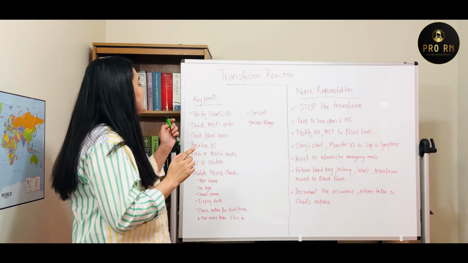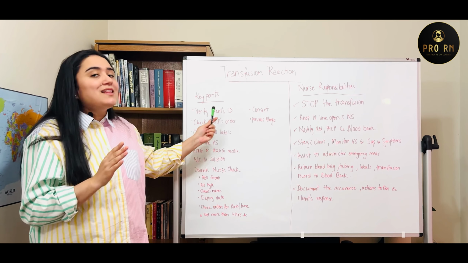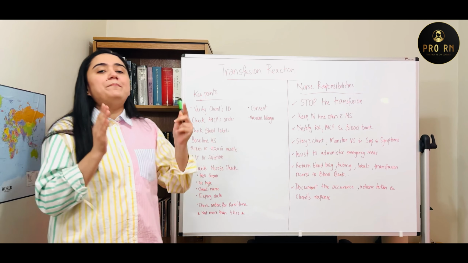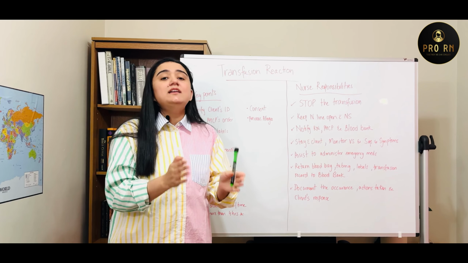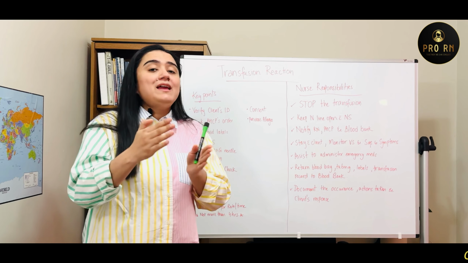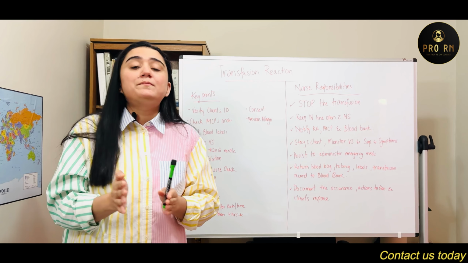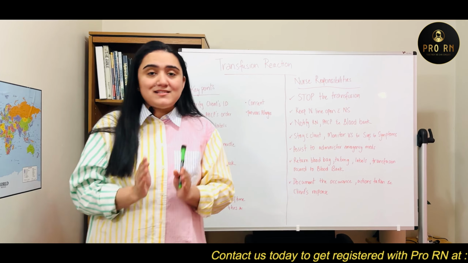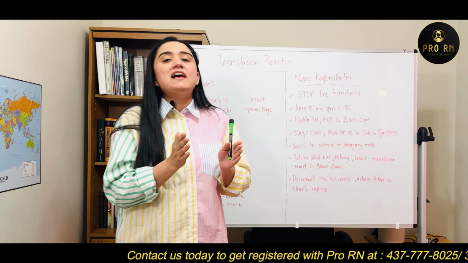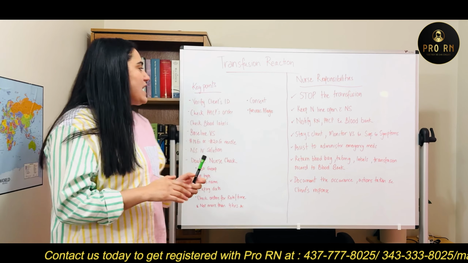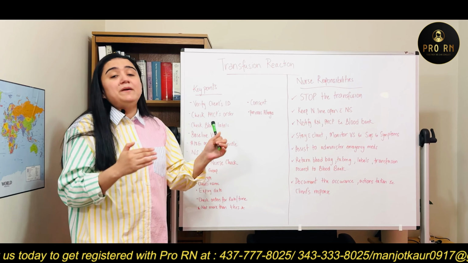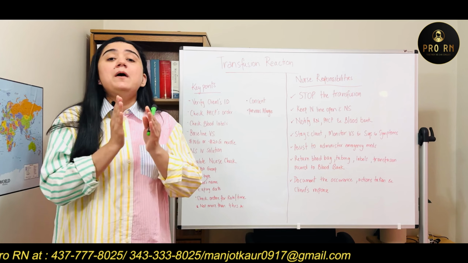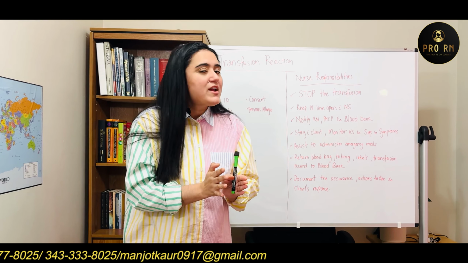The first thing is we will have to verify client's ID. We have to check for the consent. So if a patient is receiving blood, after you check the primary healthcare prescriber's orders for blood transfusion, you have to make sure that there is an informed consent in the chart, or patient has been consented for blood product. And then we have to make sure the patient does not have any history of previous blood transfusion reactions.